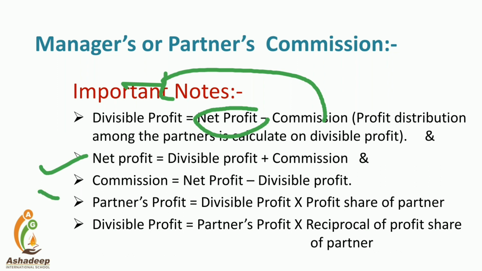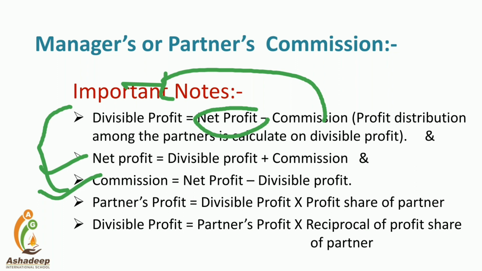In the same way, the third formula is also derived from the first one, that is commission is equal to net profit minus divisible profit. So you have to mug up all three formulas. Okay, the next formula is partners' profit.